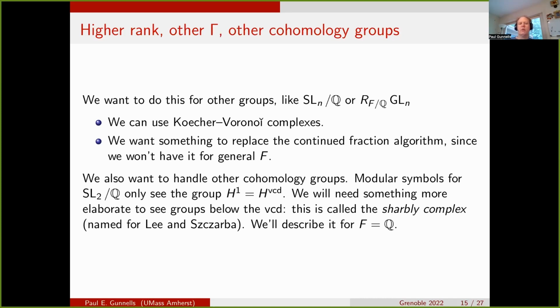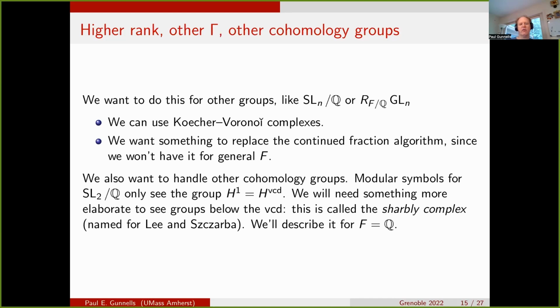And we also want to handle other cohomology groups. So in this case of SL2 over Q, we're working with H upper 1, which is the VCD, because that's the most interesting group. That sees the cuspidal cohomology, and it's the only interesting group in this case. But for other examples, we need to get below the VCD. We need to see some other groups, otherwise we'll be outside the cuspidal range, okay?